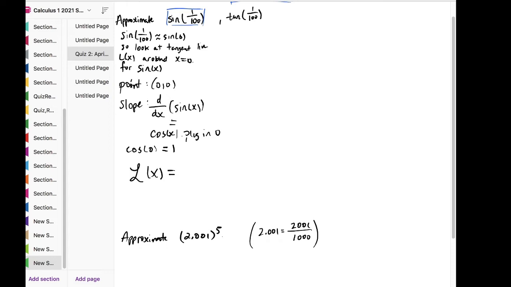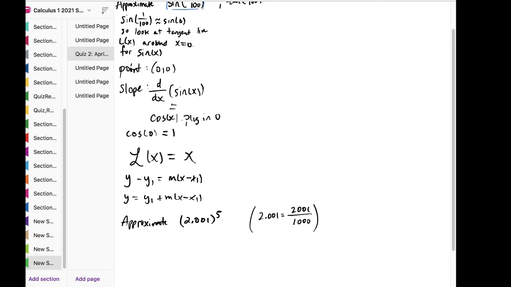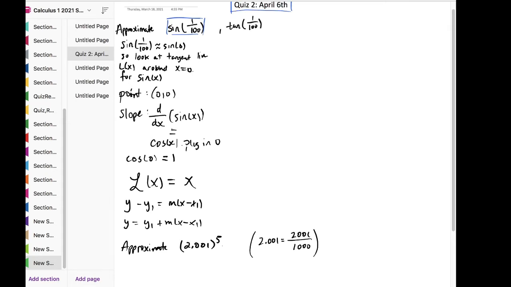So remember, y minus y1 is equal to m times x minus x1, or y is equal to y1 plus m times x minus x1. Yes, y minus 0 is equal to 1 times x minus 0. So to simplify that, it's y equals x. Okay, so what is the approximation of sine of 1 over 100?